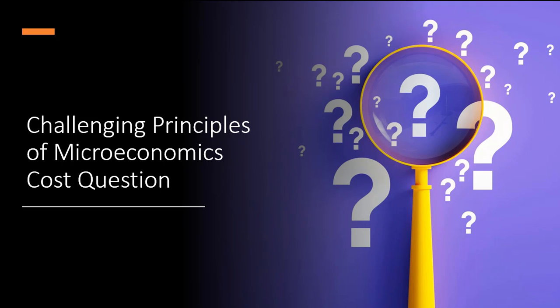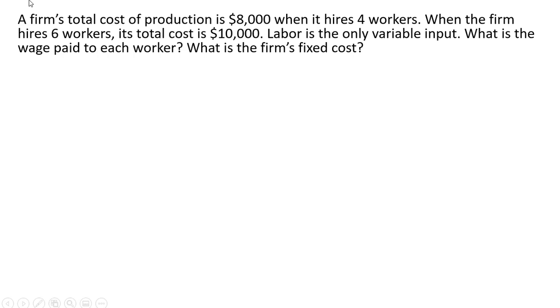Hello, in this video we're going to do a challenging principles of microeconomics cost question. A firm's total cost of production is $8,000 when it hires 4 workers. When the firm hires 6 workers, its total cost is $10,000. Labor is the only variable input. What is the wage paid to each worker?